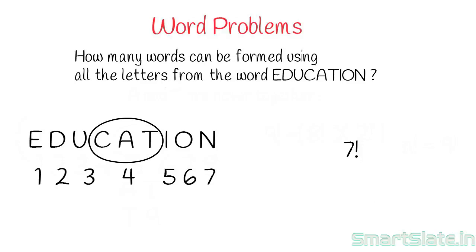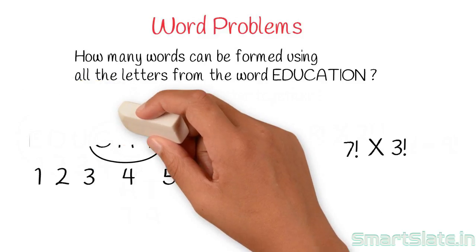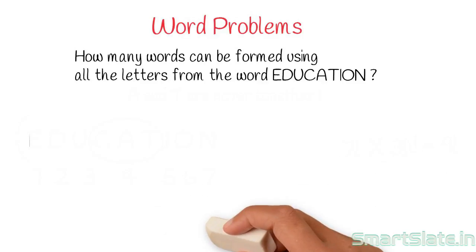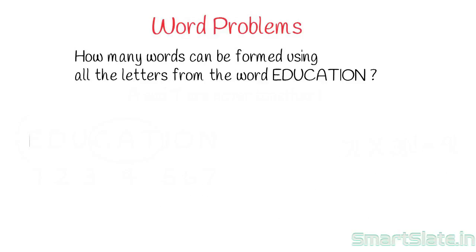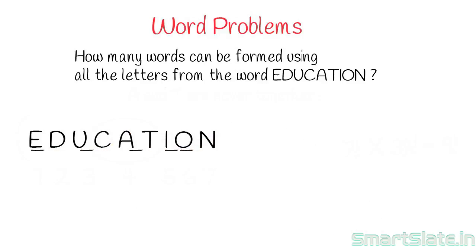If the question says C, A and T should be together, then answer is 7 factorial into 3 factorial. I hope by now you are understanding how to solve word problems. Before ending this topic, let me solve some more word problems. How many words can be formed by letters from the word education where all the vowels are together?